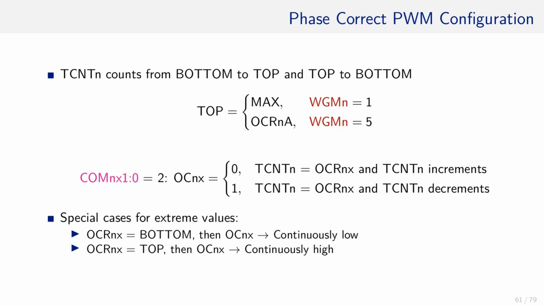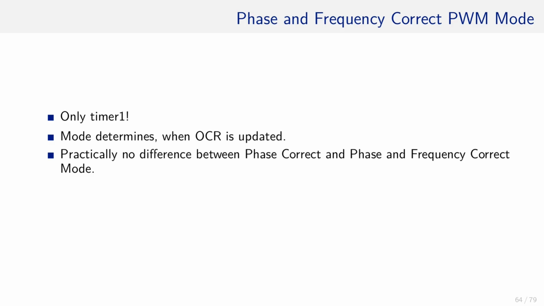Okay, that ends the session about the phase correct PWM mode. In the next session, the last mode is introduced, the phase and frequency correct PWM mode. First of all, in the ATmega328P, only timer 1 offers this kind of functionality. No other timer does. The main difference between phase correct and phase and frequency correct PWM mode is the occasion at which OCR is updated.